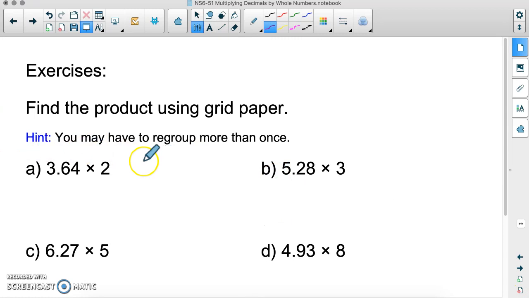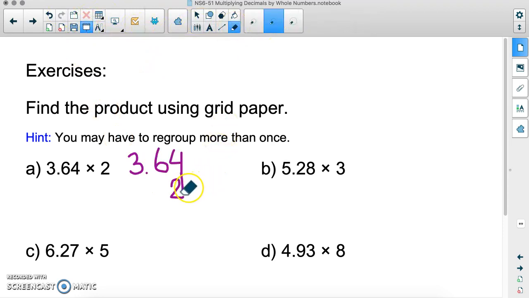So let's give A a try before you try B, C, and D on your own. So we have 3 decimal 6, 4, and I'm multiplying by 2. The 2 goes right underneath this hundredths digit. Oh, okay. That's cool. Then it just deleted all that. Sorry, let me just clean this up so we can actually read it.